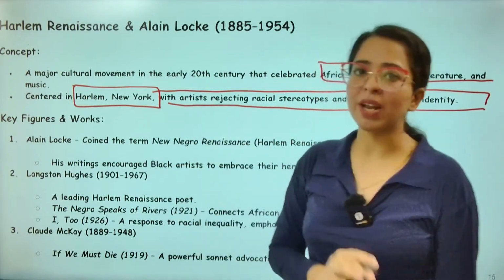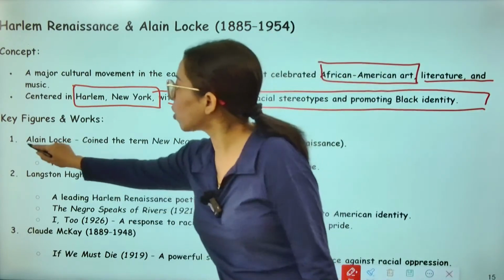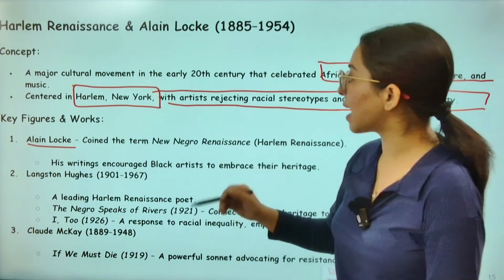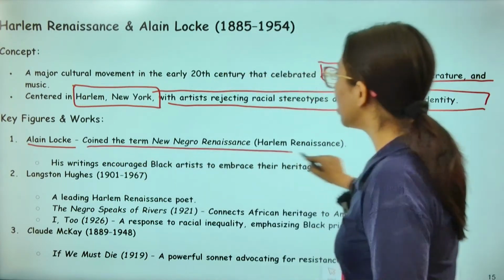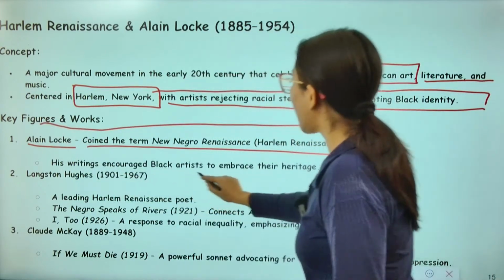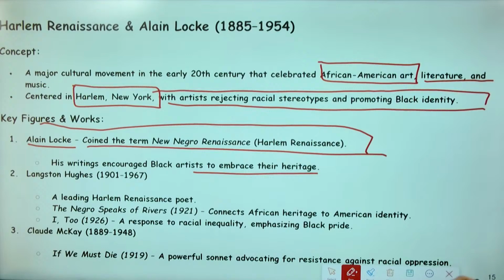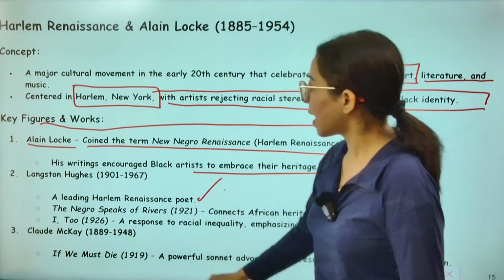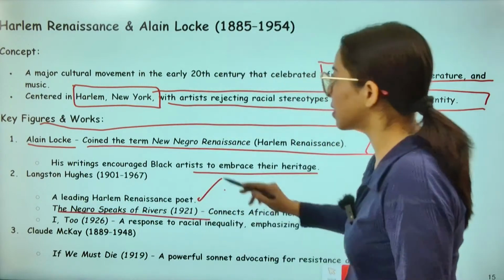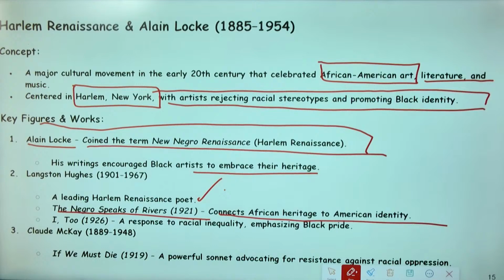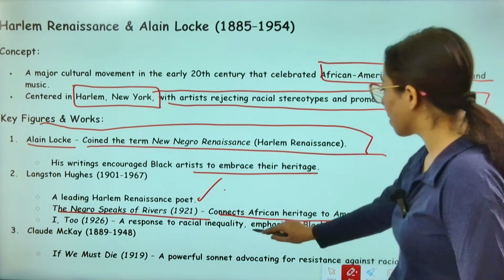Key figures Harlem Renaissance में कौन-कौन थे? Alan Locke. Alan Locke was the one who coined the term Harlem Renaissance. Alan Locke coined the term New Negro Renaissance, Harlem Renaissance, and his writing encouraged black artists to embrace their heritage. Then you have Langston Hughes, a leading Harlem Renaissance poet, and the Negro speaks of rivers. This Langston Hughes का ये बहुत famous work है, connects African heritage to American identity. I too, a response to racial inequality, emphasizing black pride.